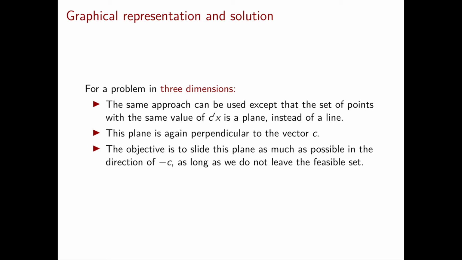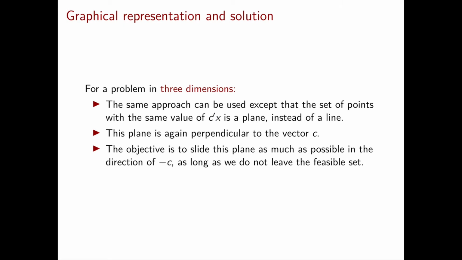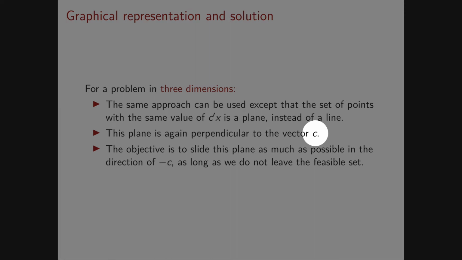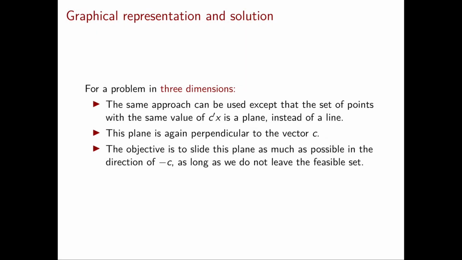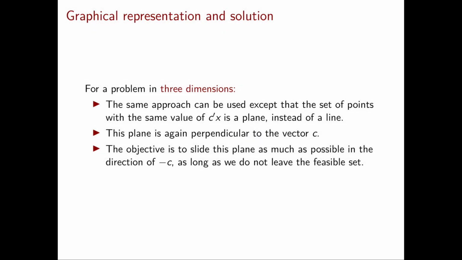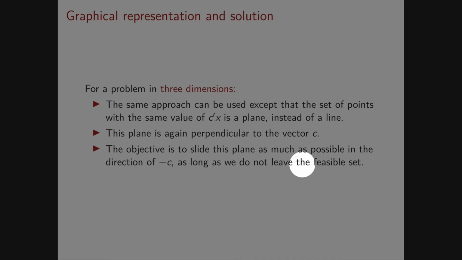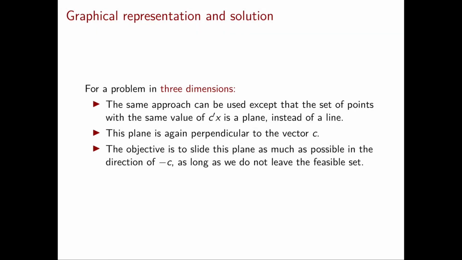The first one is that the set of points that satisfy an equation will be a plane instead of a line. Similarly to the 2-dimensional case, the plane will be perpendicular to the vector c, and so the objective will be to slide this plane as much as possible in the direction of minus c, so again in the opposite direction with respect to the arrow represented by the vector c. And we're going to do this as long as we don't leave the feasible set. So we're going to stop just before leaving the feasible set.